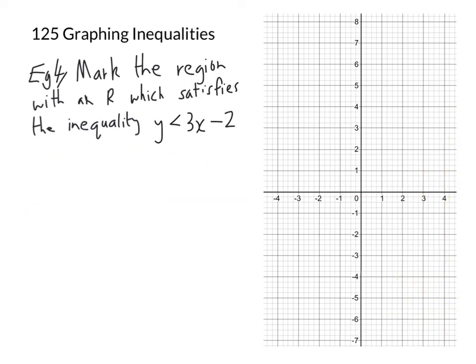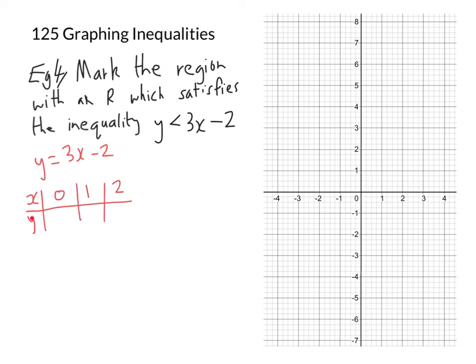And finally, example 4: mark the region with an R which satisfies the inequality y is less than 3x minus 2. So we need to draw our boundary line in. That's where y is equal to 3x minus 2. Again, we don't know that straight away, so we need to draw a table of values. Now this time, because x and y are on different sides, that's something you'll be more familiar with. I would use a standard table. Just choose x values of 0, 1 and 2, and then you can work out the y values.